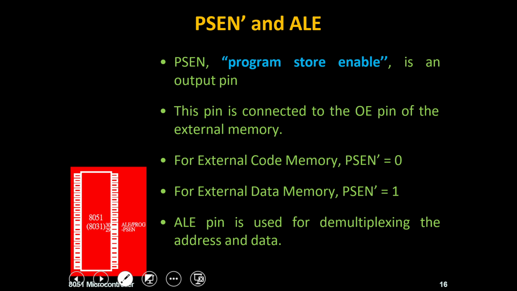Next one, PSEN and ALE. PSEN means program store enable. Whenever the program store enable is equal to 0, it has access to external code memory. Whenever the PSEN value is equal to 1, it has access to external data memory. This pin is connected to the OE pin of the external memory, and the ALE pin is used for demultiplexing the address and the data which is available in port 0.